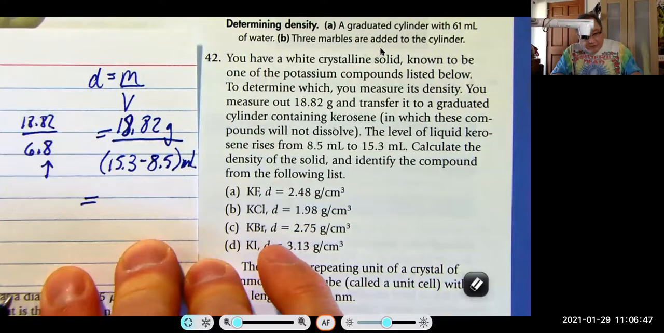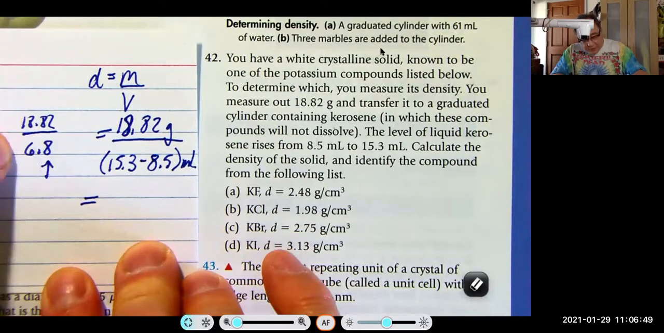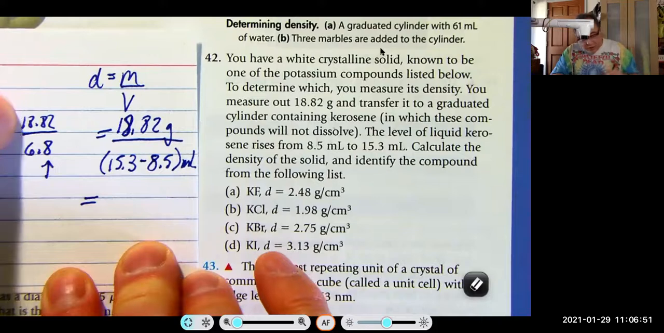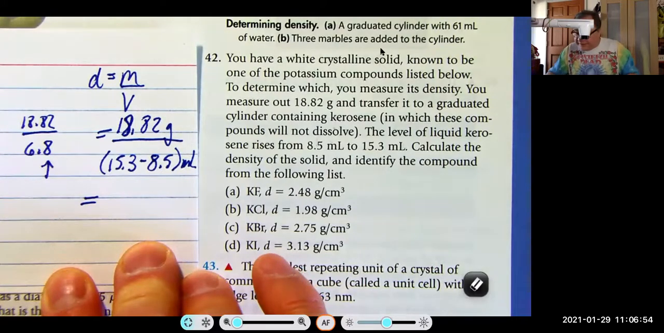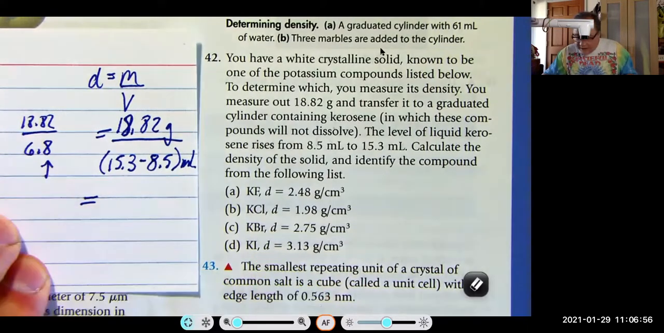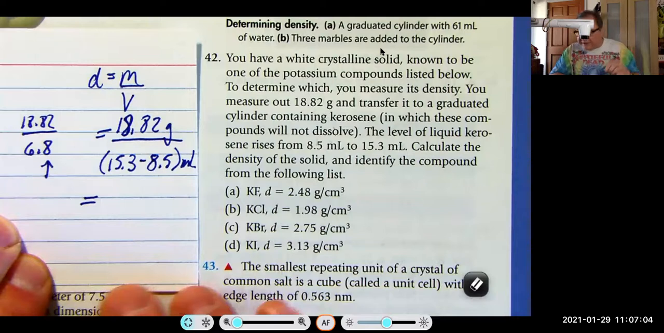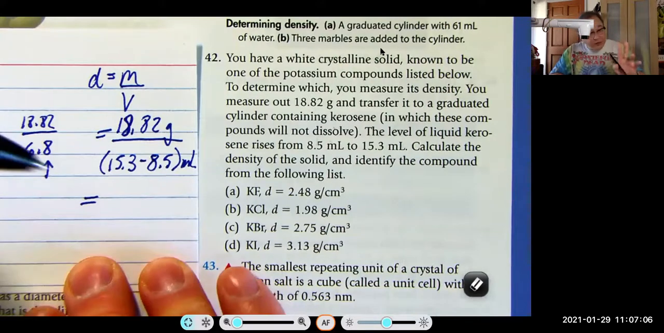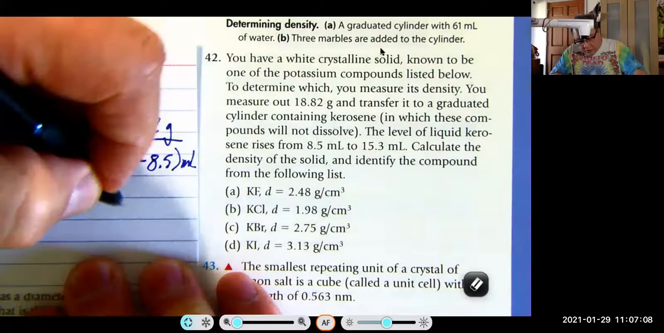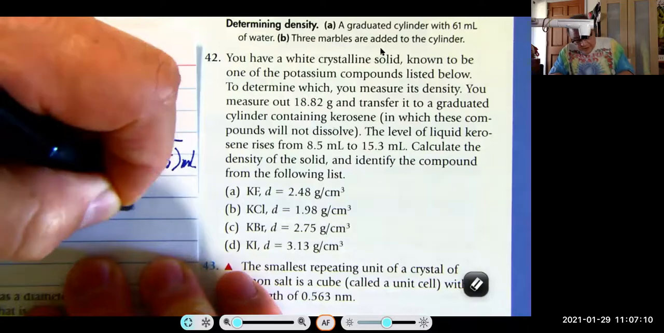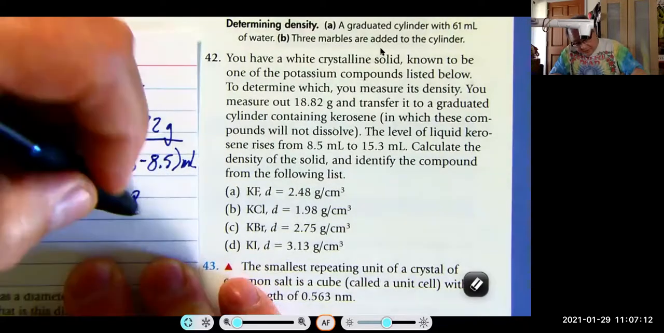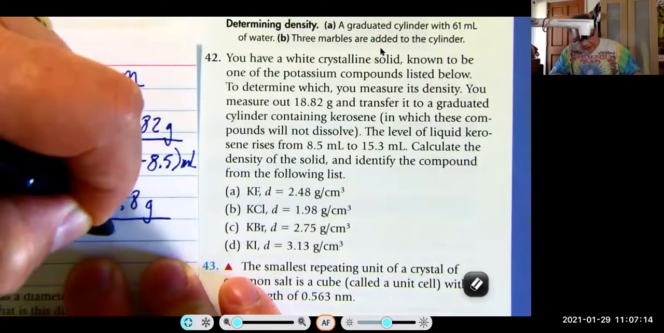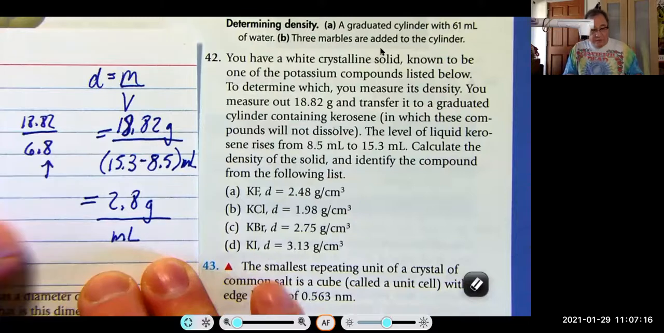So now we're doing division. We have 3 or 4 sig figs and 2 sig figs. We're going to round to 2 sig figs. So I'm going to divide 6.8 into 18.82. And I get 2.767647, but only 2 significant figures. So 2.8, the grams doesn't cancel, and neither does the milliliters. So this is the work I would show.